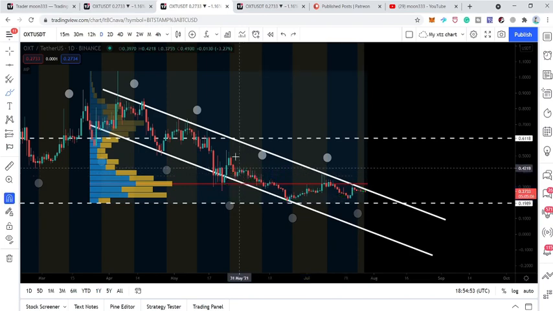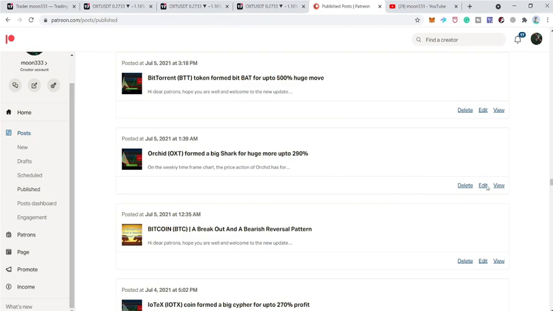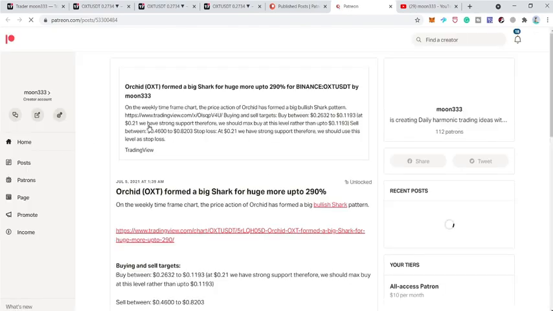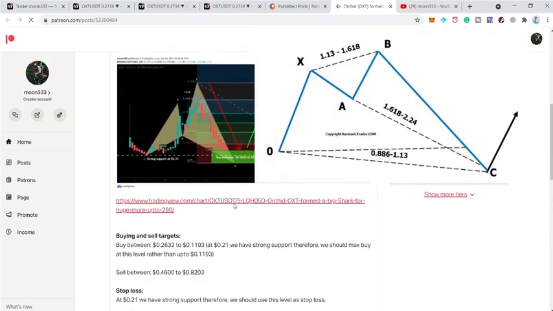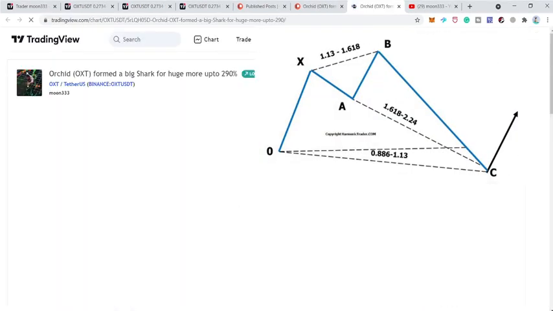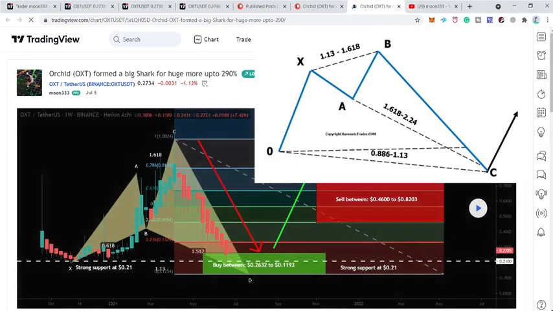Now let's move to the targets of the pattern that I shared. And this was the chart that I shared on 5th of July at the Patreon. I'm just going to show you the chart. And this is the chart that was basically the weekly time frame. And this is the bullish harmonic shark pattern. And you can see that the price action at that time just completed the final leg of the bullish shark.